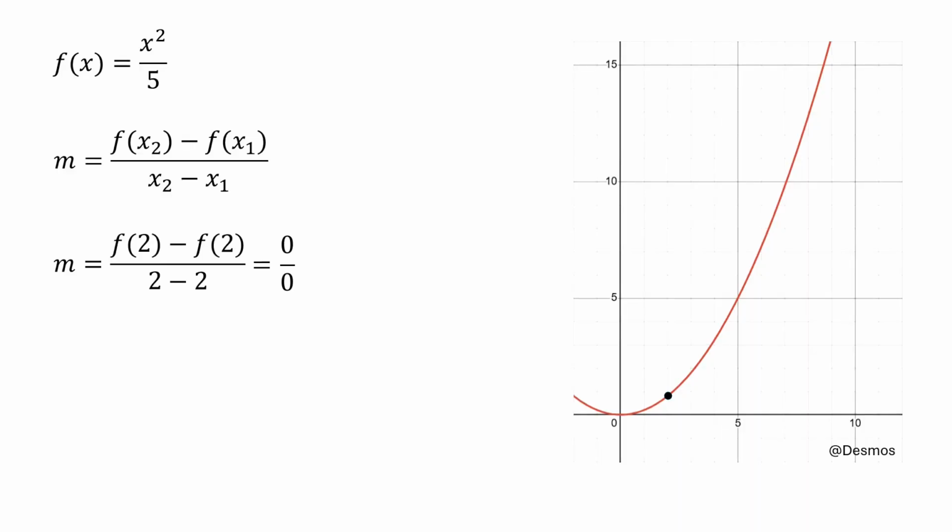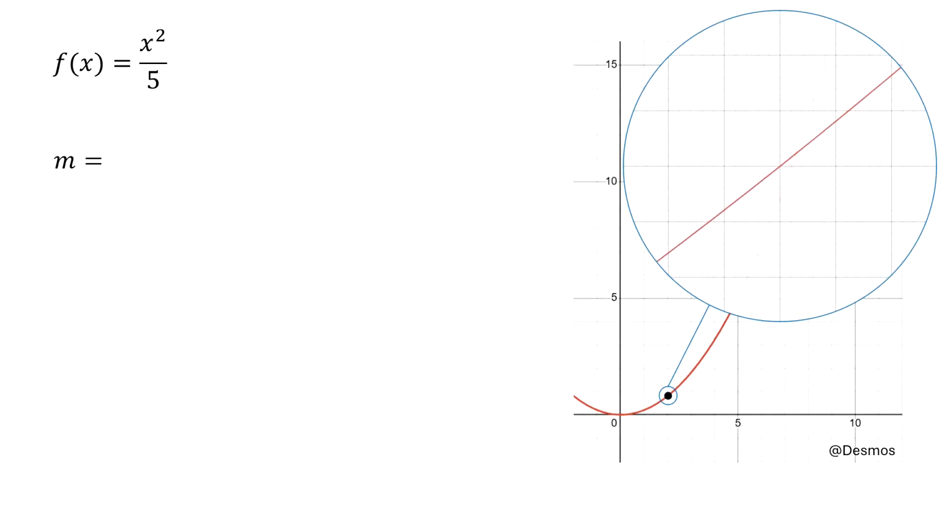For that, we need a tool called derivative, which uses small differences and shrinks them towards 0. We should come closer to the point 2 to see that. We are calculating the very small change in y related to x. This is the slope of the tangent at point 2.